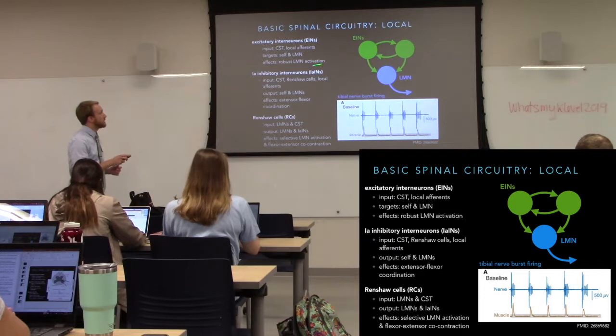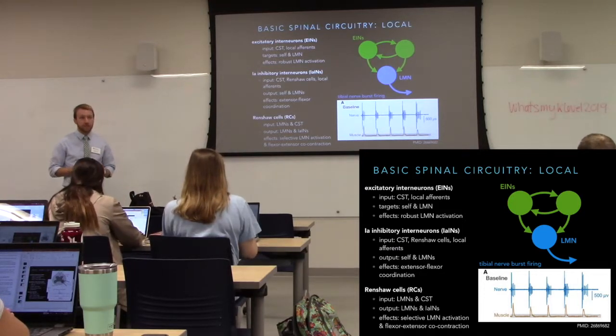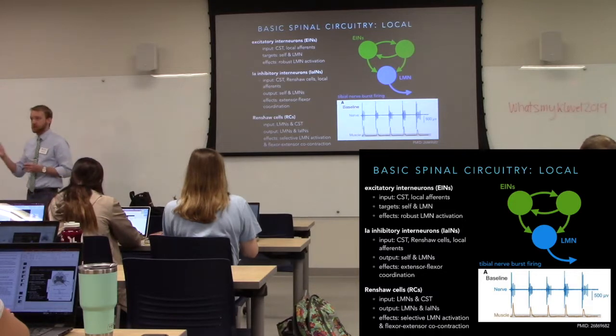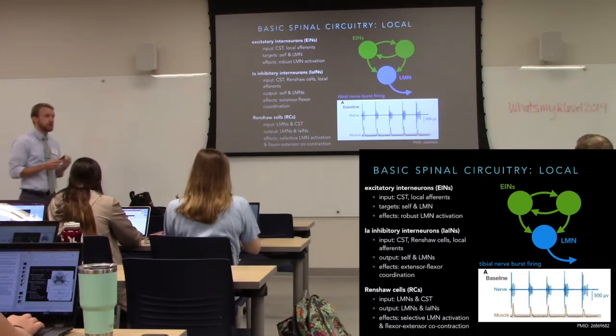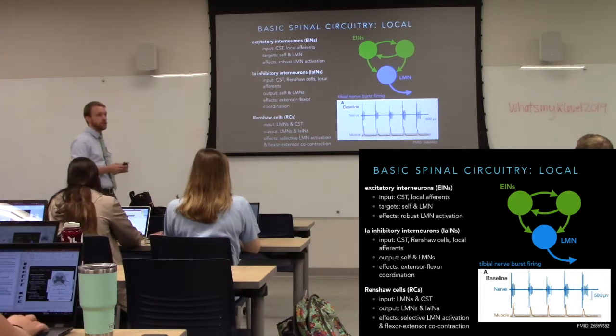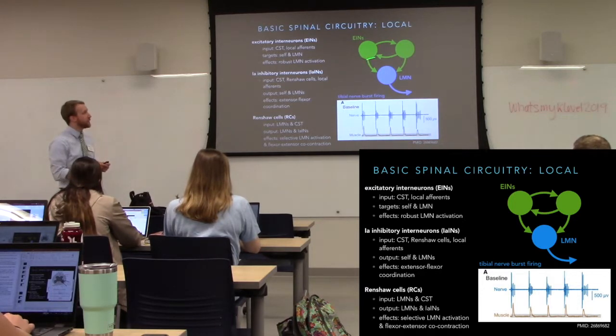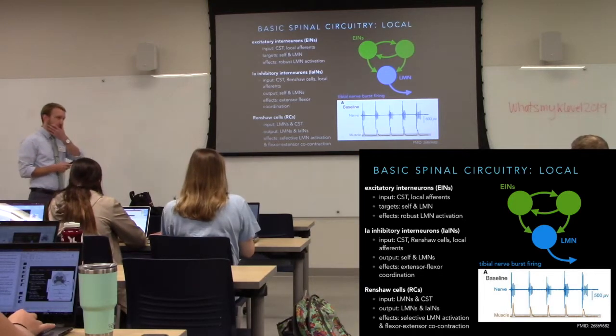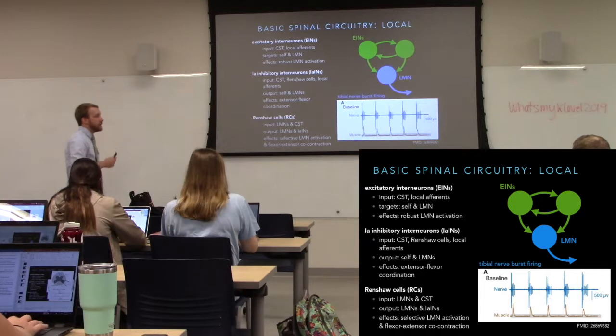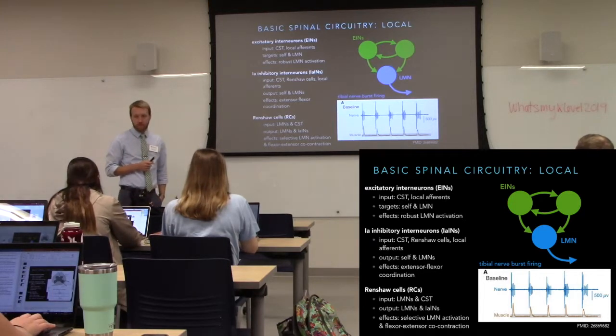We'll start with our excitatory interneurons, since we're all so excited. These are just what they sound like. They're interneurons, so they're between two neurons, and they're excitatory. They're going to be dumping out glutamate in order to provide excitation. Their targets are kind of unique. They innervate one another. This is a positive feedback loop. They're going to be innervated by our upper motor neurons.